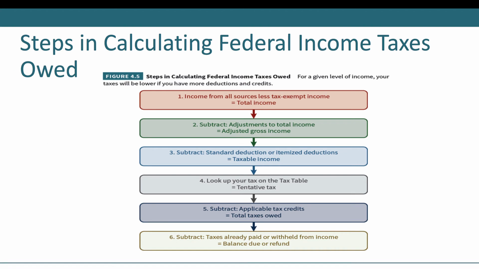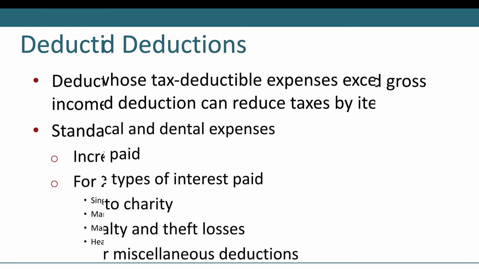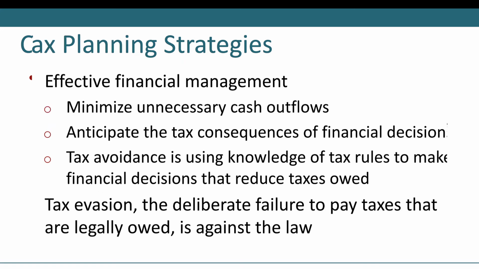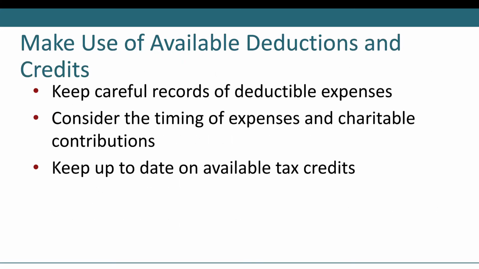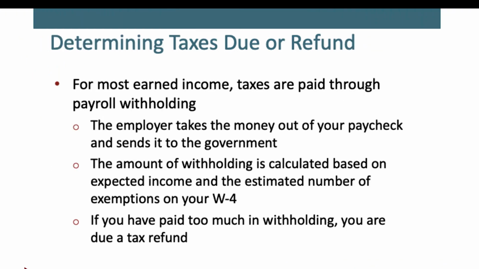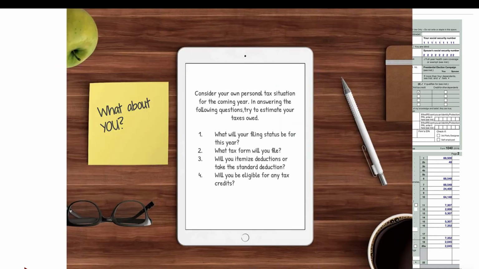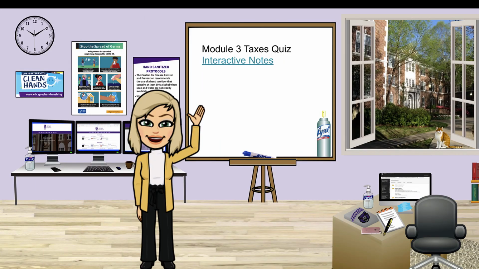I definitely like this figure 4-5, the steps in calculating your federal income taxes. Your AGI, your deductions, and the itemized deductions specifically will come through this little tax simulation that you can look at. Tax planning strategies are very important, and there are some more tips in there. And also an activity that will take you through a 1040. As you wrap up your reading and head into the interactive notes, consider your own personal tax situation for the upcoming year and use this little check sheet. Let's head into the interactive notes.